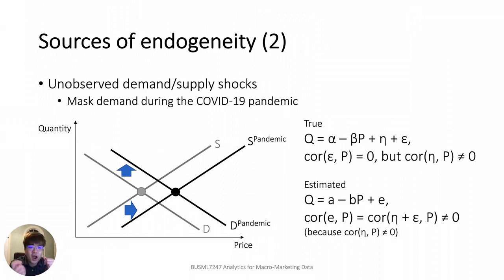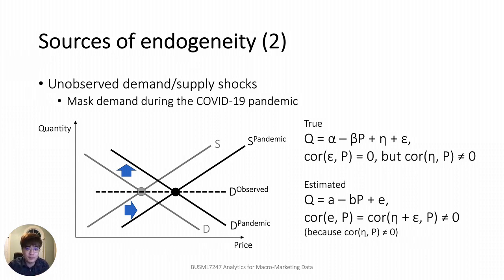However, if the shock during the pandemic is missing in the estimation, then the error in the estimated regression, which is E, takes both the demand shock and the pure error. So the price is correlated to the error in the equation without the demand shock. But the OLS finds the estimate under the exogeneity assumption. The effect of the demand shock is captured by the price effect, leading to the endogeneity bias in the price coefficient, B.